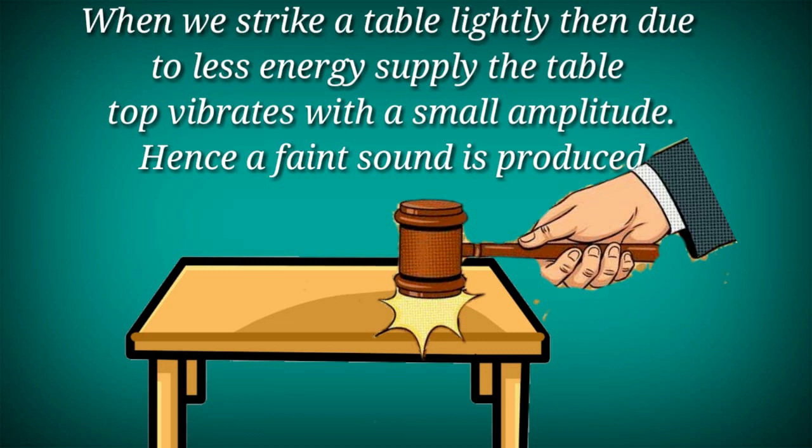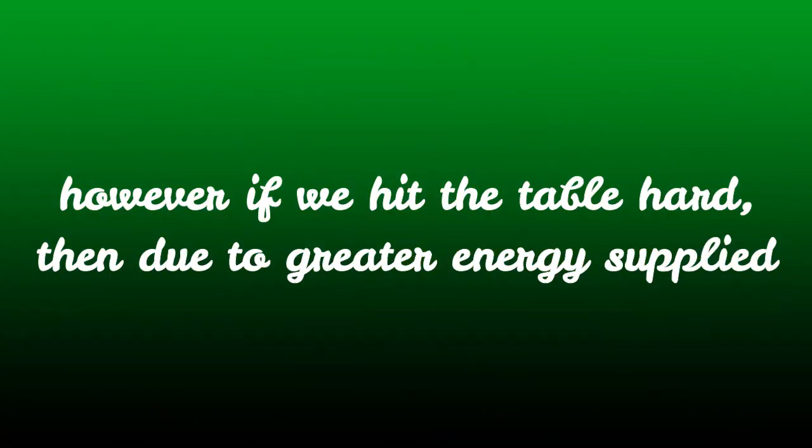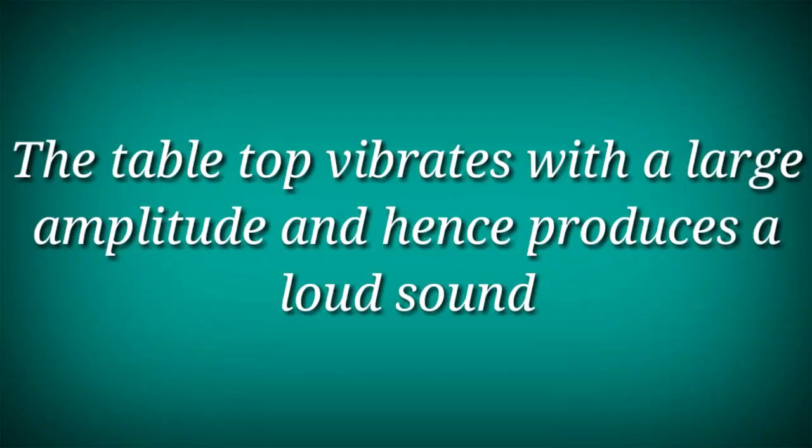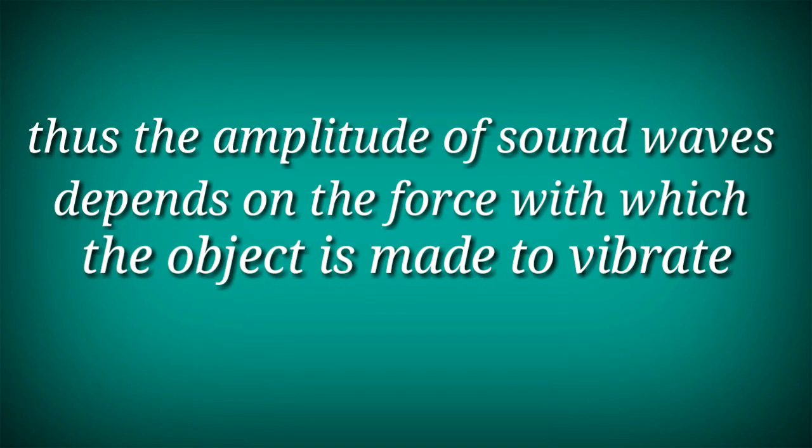When we strike a table lightly, then due to less energy supplied, the tabletop vibrates with a small amplitude and hence a faint sound is produced. If, however, we hit the table hard, then due to greater energy supplied, the tabletop vibrates with a large amplitude and hence produces a loud sound. Thus, the amplitude of sound waves depends on the force with which the object is made to vibrate.